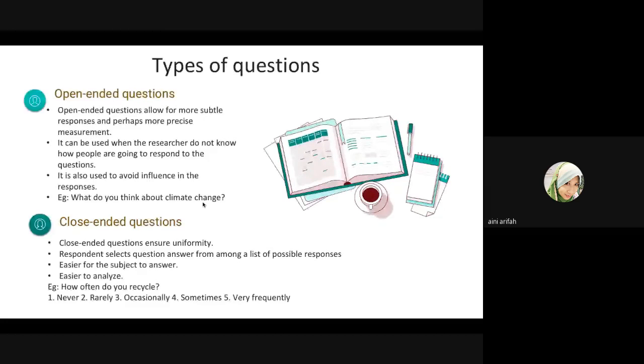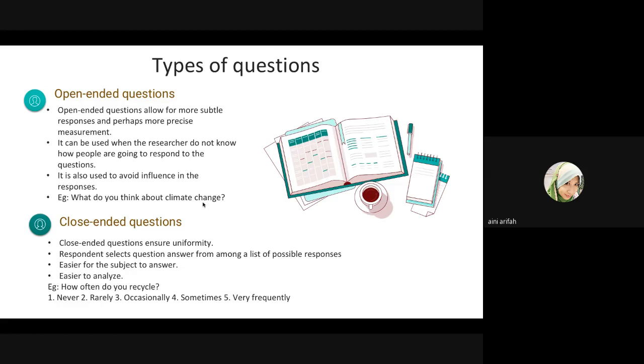think about climate change. But closed-ended questions ensure uniformity. Okay, so the respondent can select answers from among the list of possible responses. And so it is easier for the subject to answer and much easier for the researcher to analyze. So one example of a closed-ended question is, how often do you recycle? The respondent can either answer never, rarely, occasionally, sometimes, and very frequently. This is called a Likert scale.